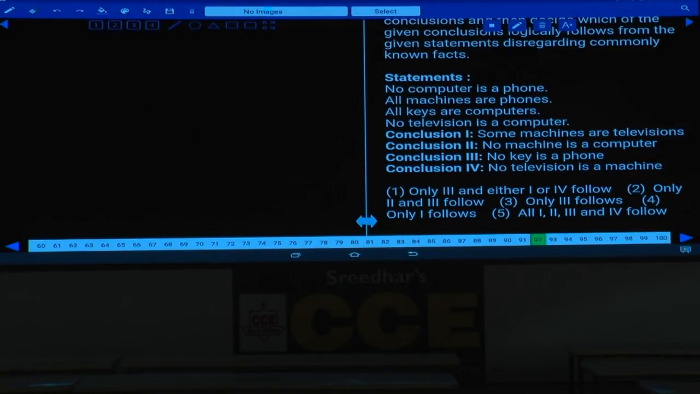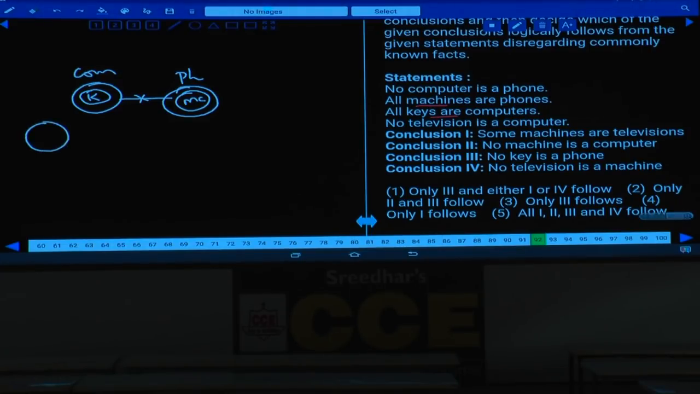No computer is a phone. This is computer and this is phone. No computer is a phone. All machines are phones. All these machines are phones. All keys are computers. No television is a computer. Television, computer, no relation between these.